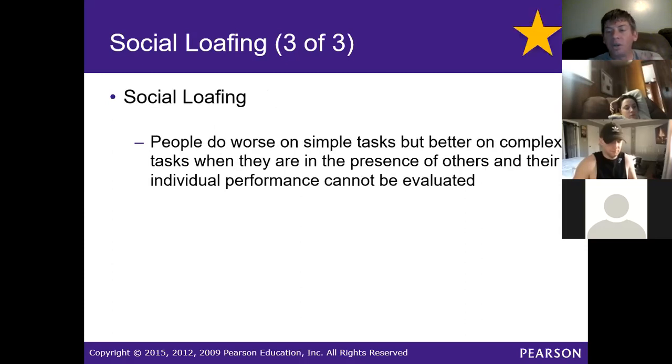So, with social loafing, people do worse on simple tasks, but better on complex tasks when they are in the presence of others. And this is the important part: when the individual performance cannot be evaluated. It means that when you're in a group, you know that you cannot be evaluated individually, right?